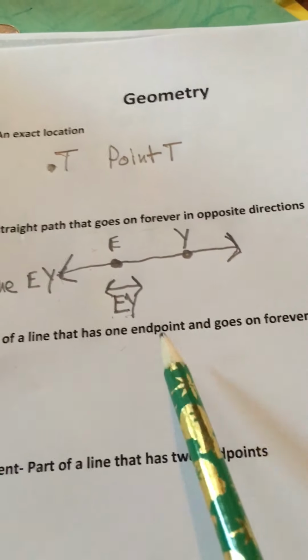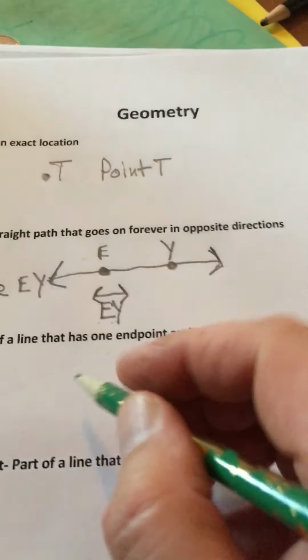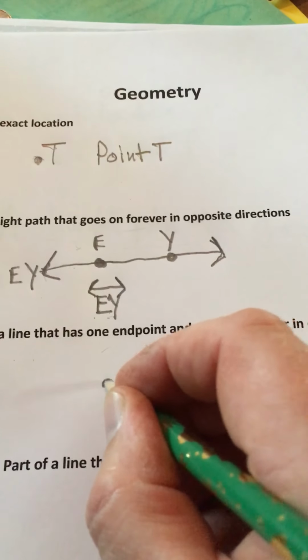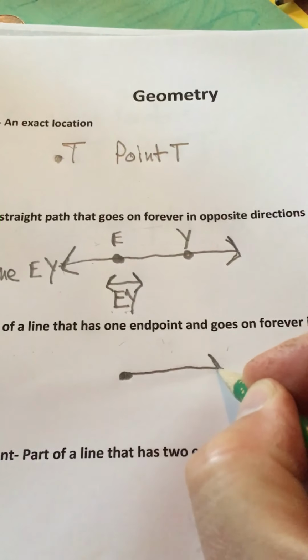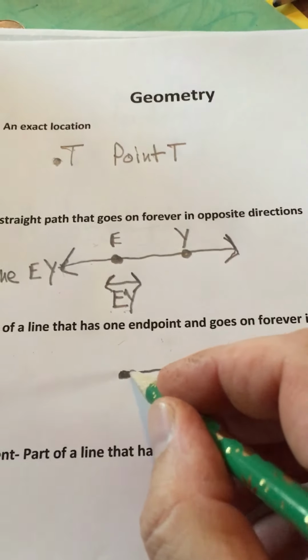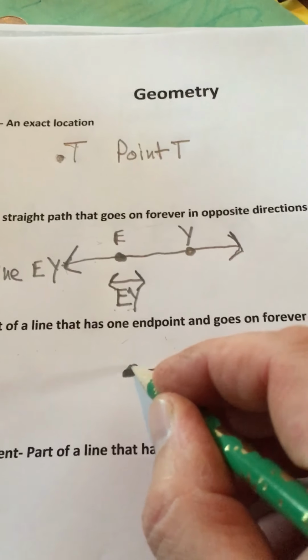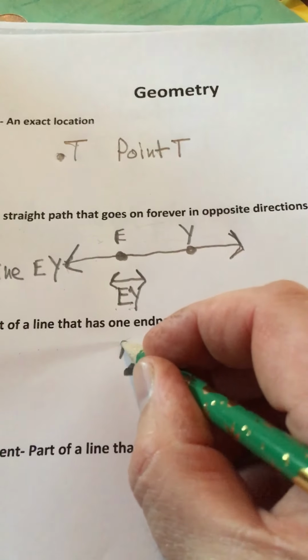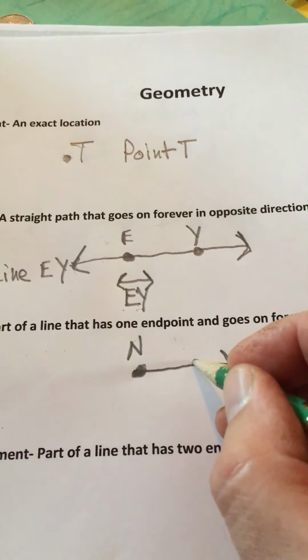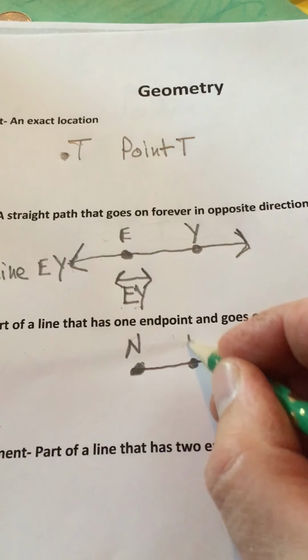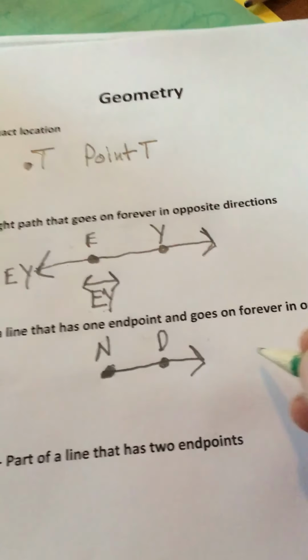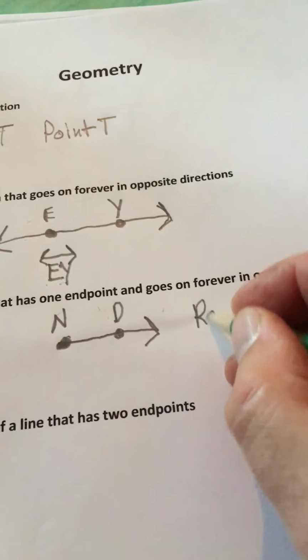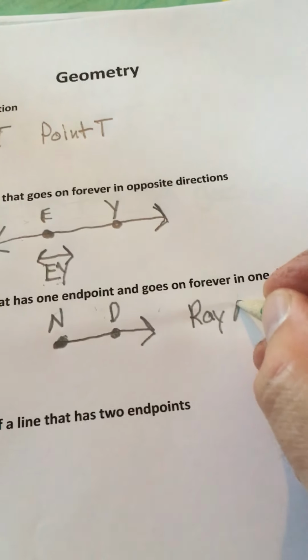It's a part of a line. It has one endpoint and goes on forever in one direction. So I'm going to draw an endpoint. And see, there's one arrow, but it ends here. We'll name this one after Natalie. Okay? So that would be ray ND.